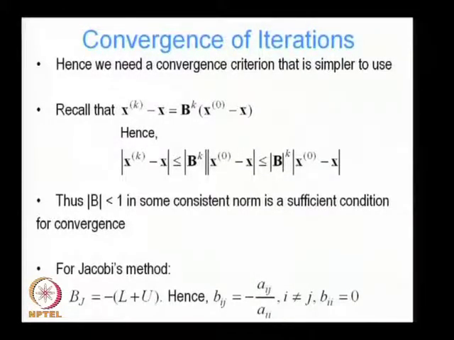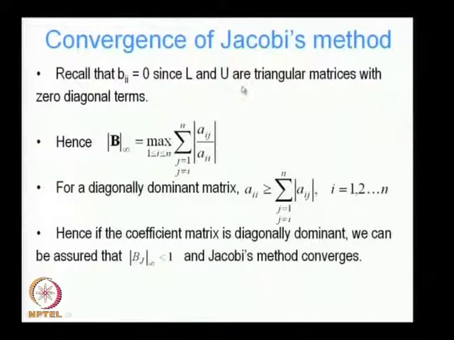So, for Jacobi's method, we know that Bj is equal to minus L plus U. Therefore, Bij I can write as minus Aij by Aii, depending on the definition of L and U, because remember we have defined L and U to be D inverse times the actual L and U from A. So, Bij is equal to this for i not equal to j, and Bii is equal to 0, since L and U are triangular matrices with 0 diagonal terms.